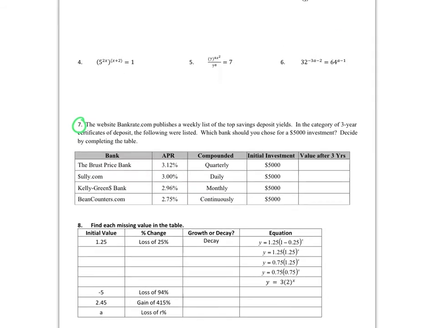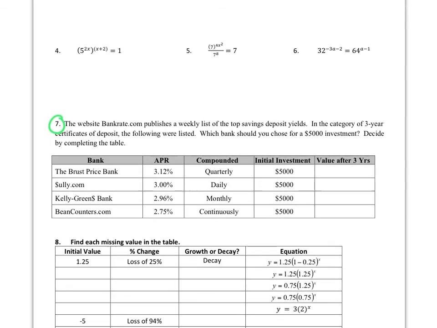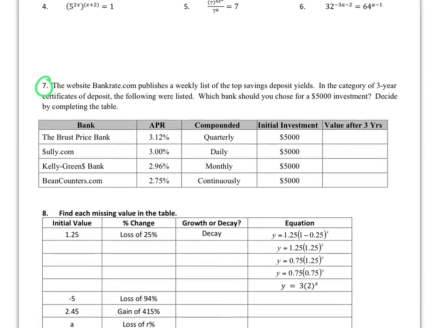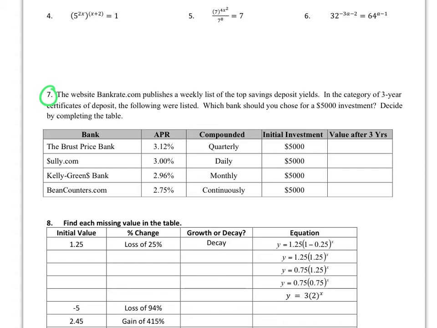Number 7, the website bankrate.com publishes a weekly list of the top savings deposit yields. In the category for 3-year certificates of deposit, the following were listed. Which bank should you choose for a $5,000 investment? Decide by completing the table. Okay, so here they're compounded quarterly, daily, monthly, and then continuously. And they all have different interest rates. So you want the one where you're going to make the most money, right?